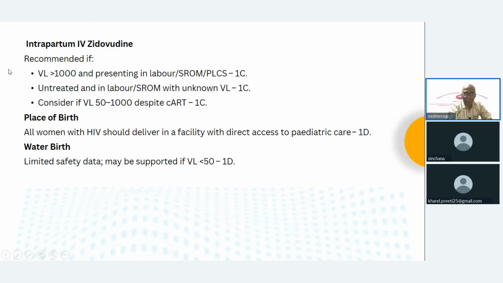At that time we have given 4 drugs and one of them was IV zidovudine. Then untreated in labor and SRM with unknown viral load. And third is consider when viral load is between 50 and 1000 despite CART. So these patients require IV zidovudine: when viral load is more than 1000, when she is untreated and presenting in labor, or there is SRM with unknown viral load, or we will consider if it is between 50 and 1000.